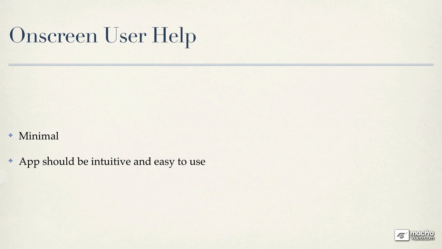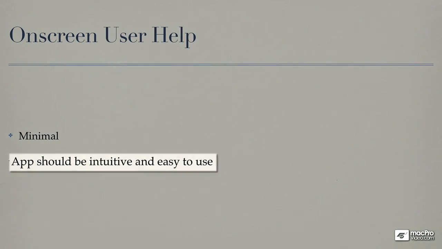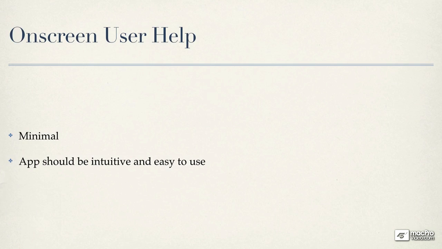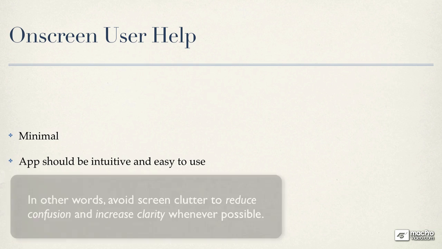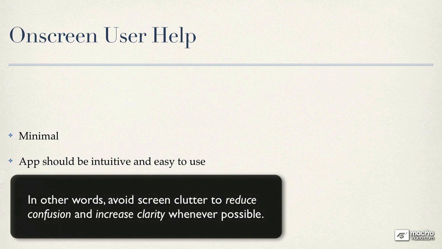On-screen user help. Your app should be minimal. It should be intuitive and easy to use. You shouldn't have a lot of extra stuff popping up. You should make sure all your titles, your buttons are named clearly and concisely so that a user doesn't have to guess what they're trying to do.